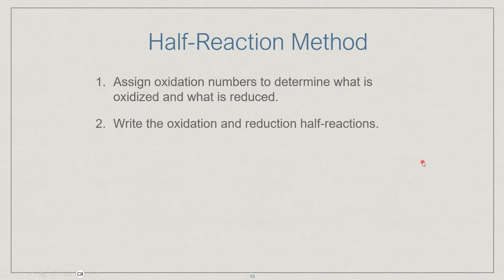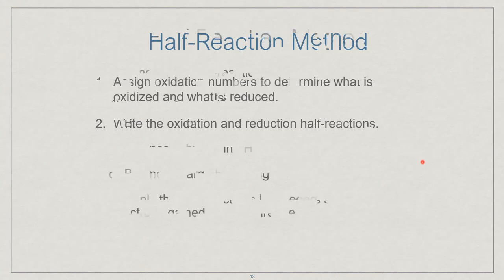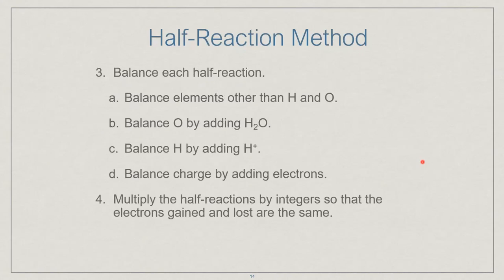And when we're doing that, what we're going to be doing is just assigning the oxidation numbers so we can see what's being oxidized, what's being reduced, and then we'll write a half reaction for each of those where we only focus on oxidation for the oxidation half reaction. We're only focusing on the reduction for the reduction half reaction. But in order to balance those, sometimes we're going to have kind of missing pieces there.